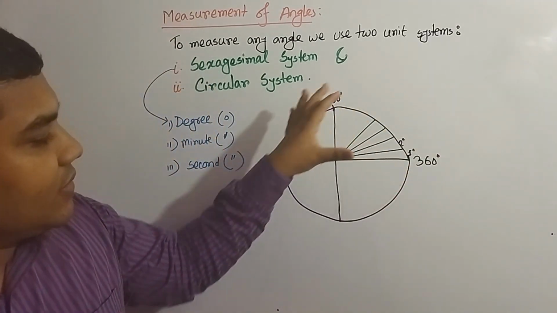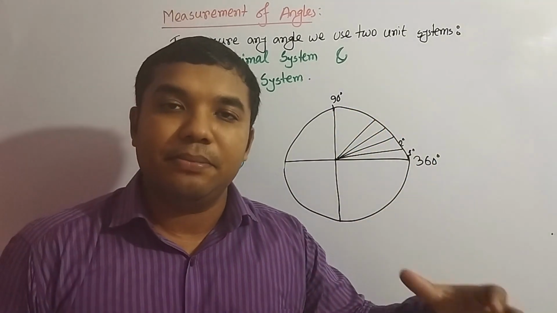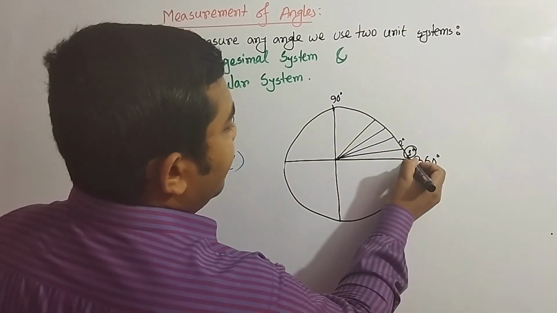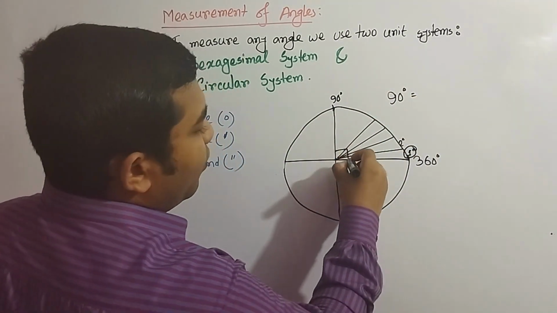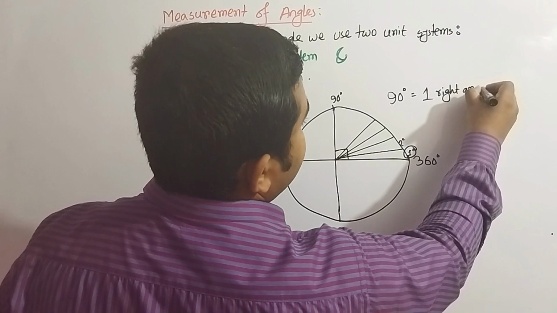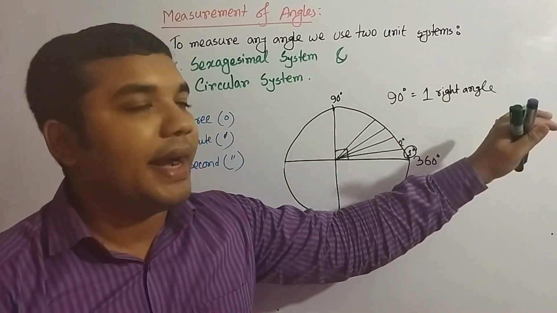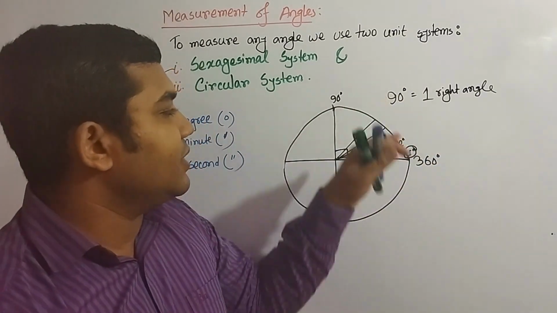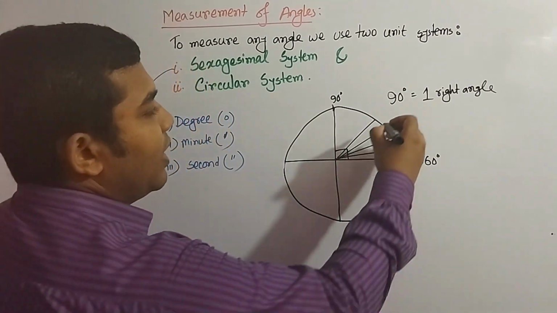Since we have separated this circle into 360 parts, from here it is 1 degree, and from here to here it is 90 degrees, and this 90 degrees creates one right angle. That is the first relationship of degree with the right angle. So we have said it has been separated into 90 parts, which means this is the 1 degree. So what about the 1 degree?